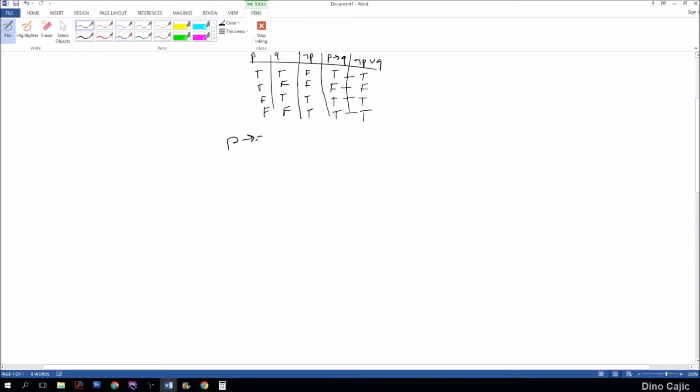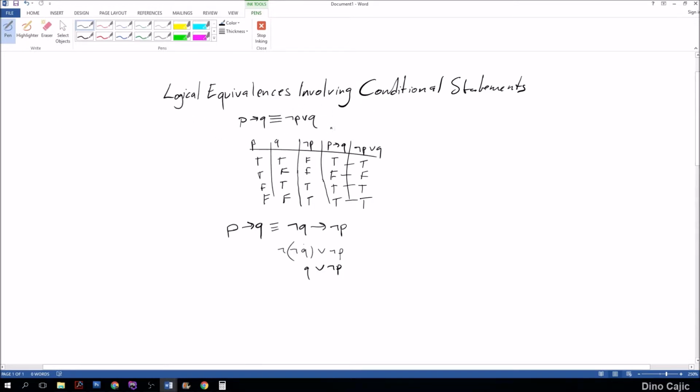P implies Q is also equivalent to not Q implies not P. If at any point you see not Q implies not P, just know that that is P implies Q. You can take it back to this and then do your other operation with the negation and the disjunction, or you can go from here and negate this entire not Q or not P, which comes out to Q or not P. It's the same as this right here.